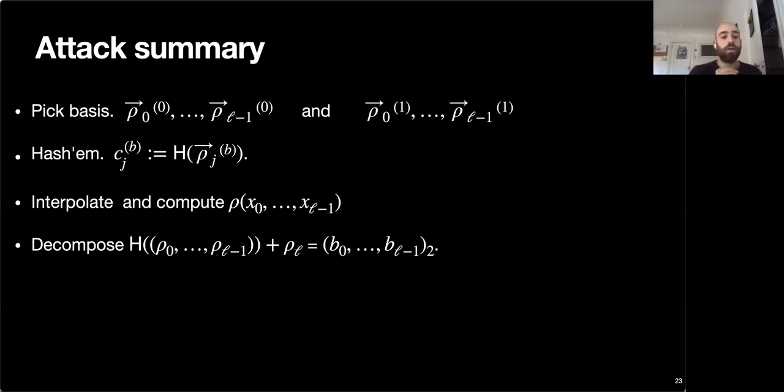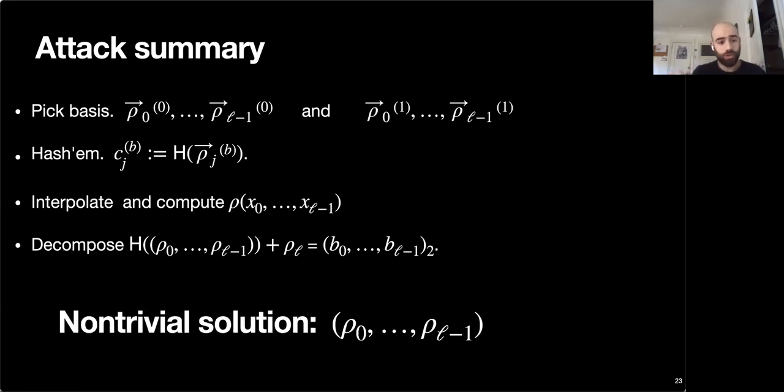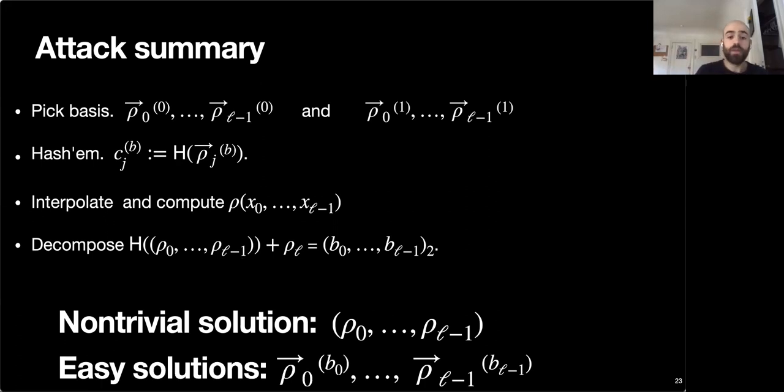Once I compute this polynomial, I will decompose in binary its coefficients, actually not its coefficients, but the hash of its coefficients shifted by the constant term. And I will store these bits over here. Now, I have a non-trivial solution. So the L plus one one that is given by the coefficients of the polynomial itself minus the constant term. And I will have the easy ones that are given by the trivial solutions, but selected depending on the bits of the guy that I'm hashing and shifting itself. So there we go. We have L plus one solutions that satisfy this relation. Matrix times vector is equal to hash image of the rows of the matrix.